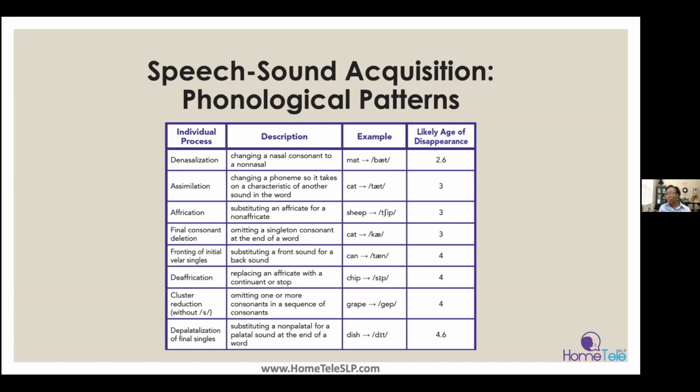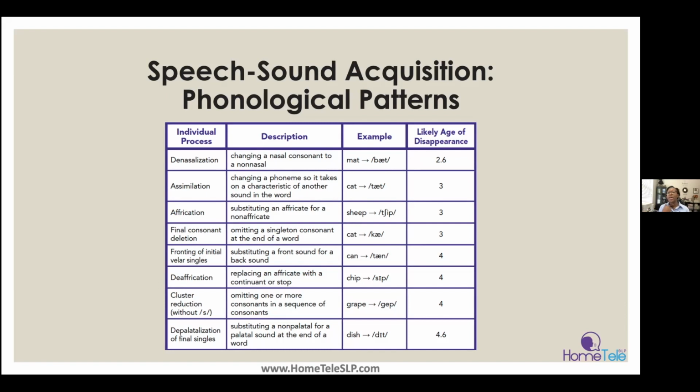I'm going to skip affrication and hit some more common ones. Final consonant deletion, we talked about that one earlier, omitting the consonant at the end of the word. So in the example, cats becomes cat. That also should be disappearing by 3. Fronting of initial velar sounds. We talked about how velar sounds are our back sounds, like letter K and G. And so in this example, can becomes tan.